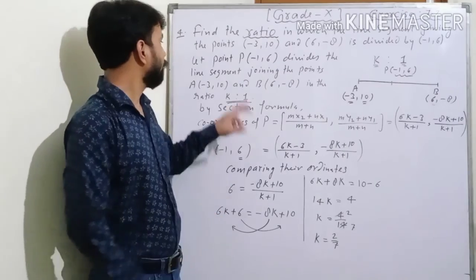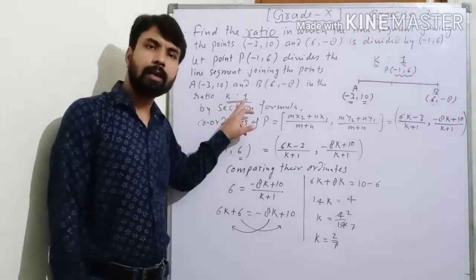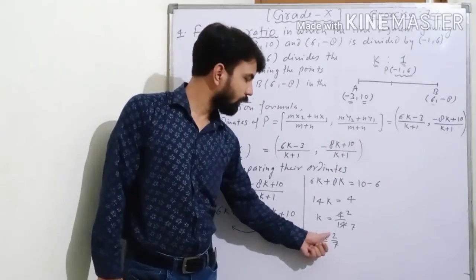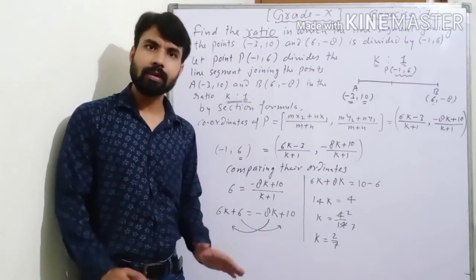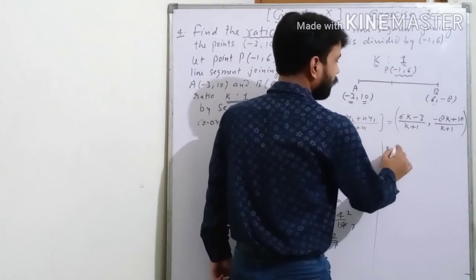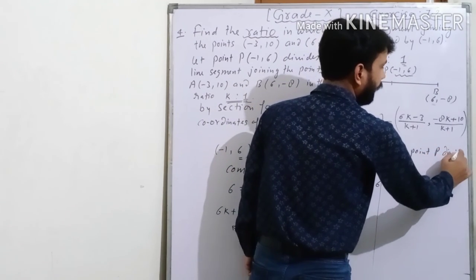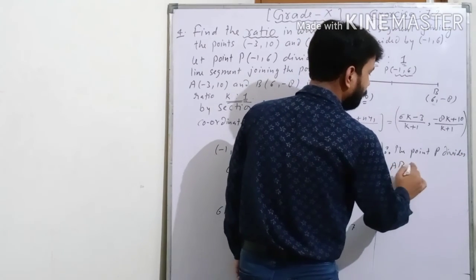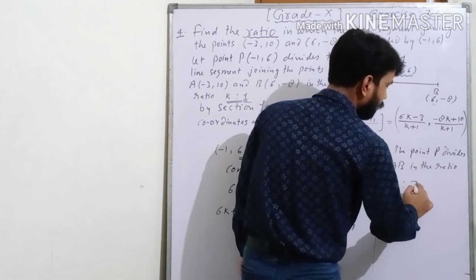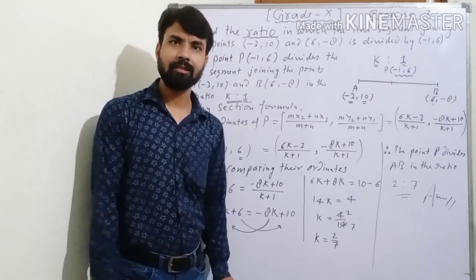Understood? Now we had considered that the point P divides the line segment AB in which ratio? k is to 1. The value of k is 2 upon 7. So if we want to convert this into ratio form, this 2 upon 7 can be written as 2 is to 7. Understood? So at last we will have to write: hence the point P divides AB in the ratio 2 is to 7. So this is our final answer. Hope it is clear. Good.